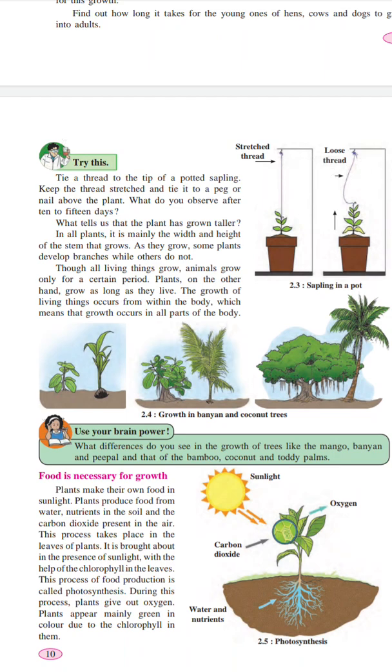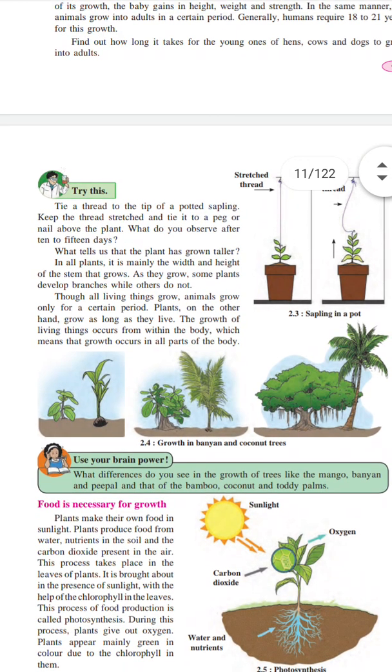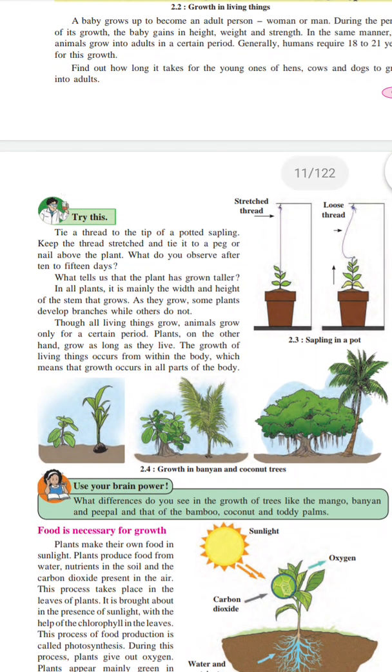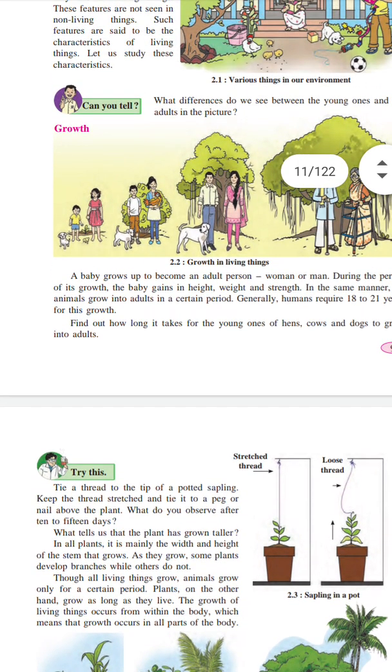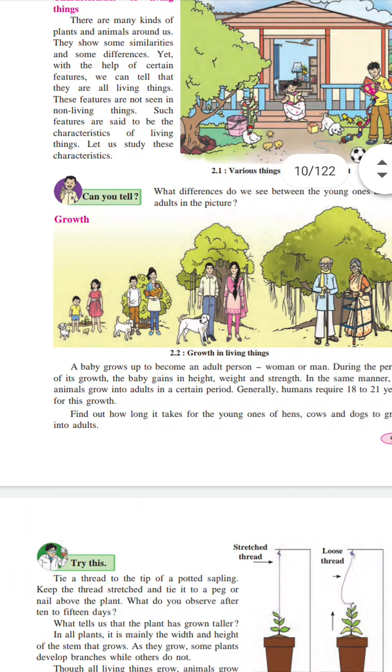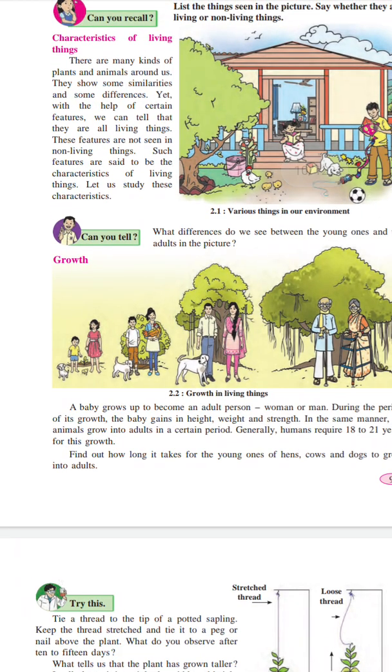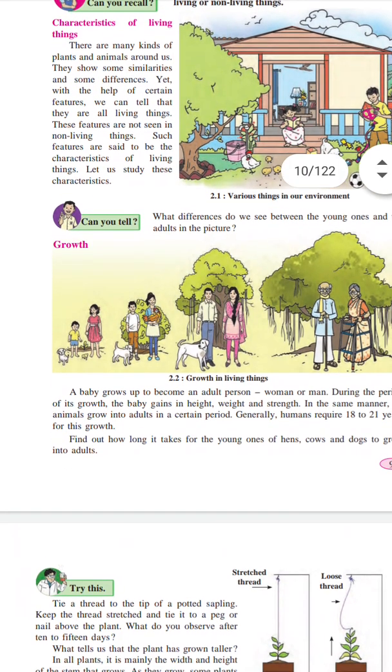Okay, and in this activity we observe how the height of the plant increases. Yes, the thread becomes loose because the plant's height has increased. From the observation we can realize that the height of the plant has increased. So what we learn today is the first characteristic of living things: growth occurs in all living things.